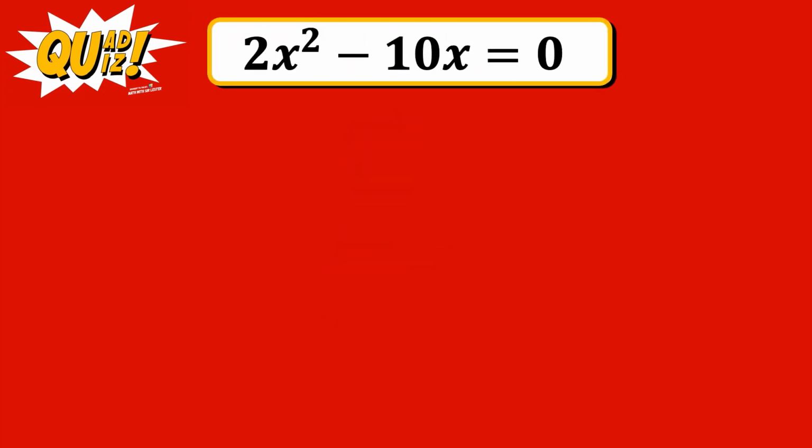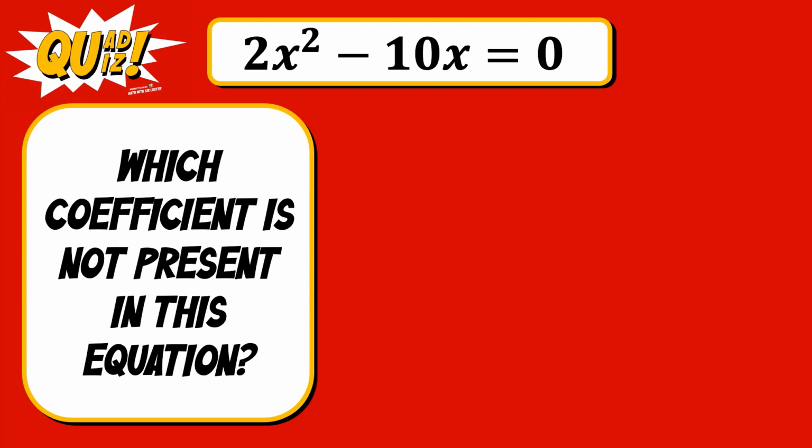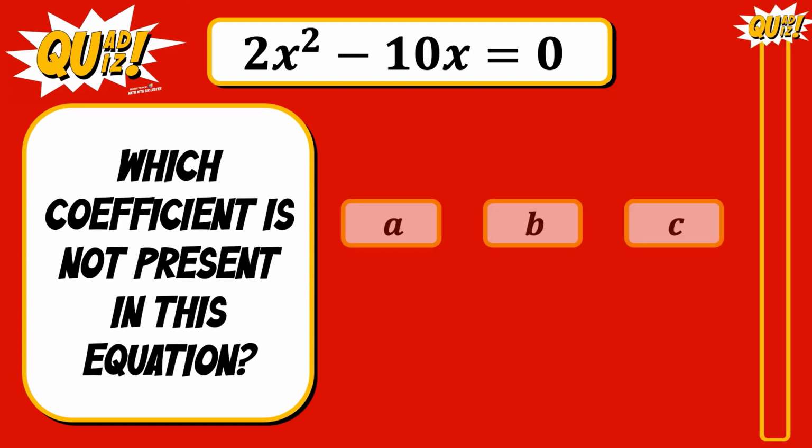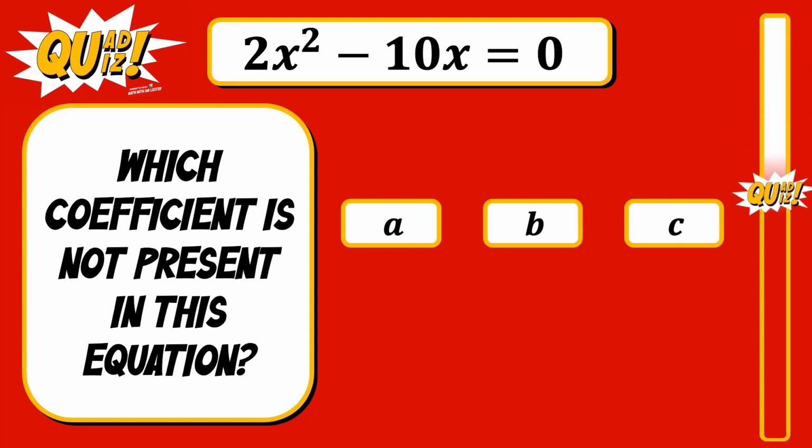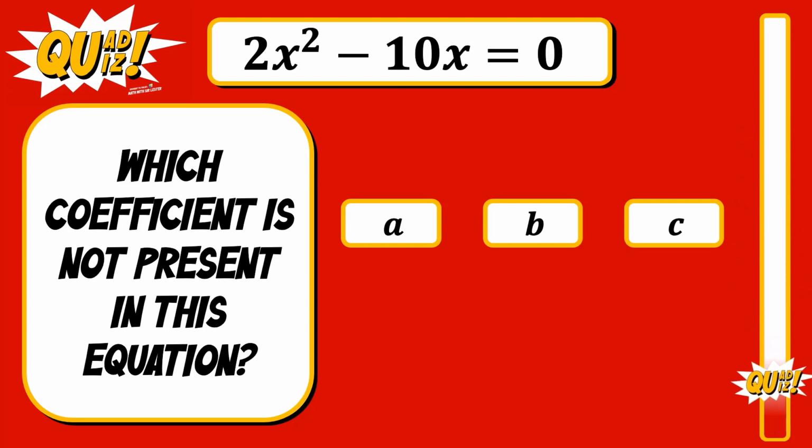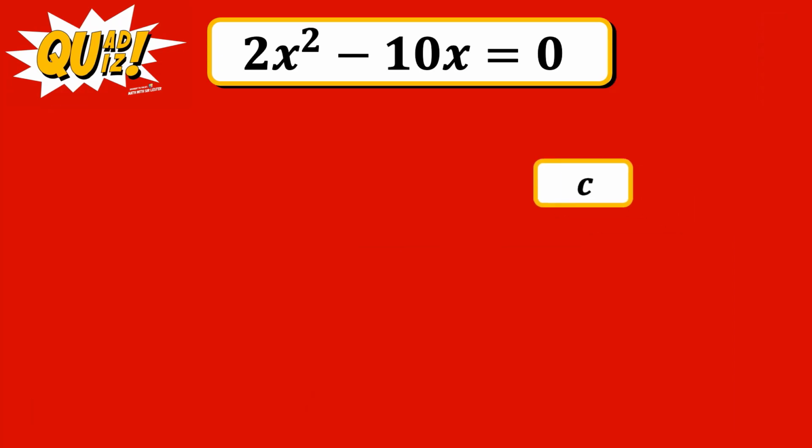We have this given equation. In the first question, which coefficient is not present? The answer is C, our constant.